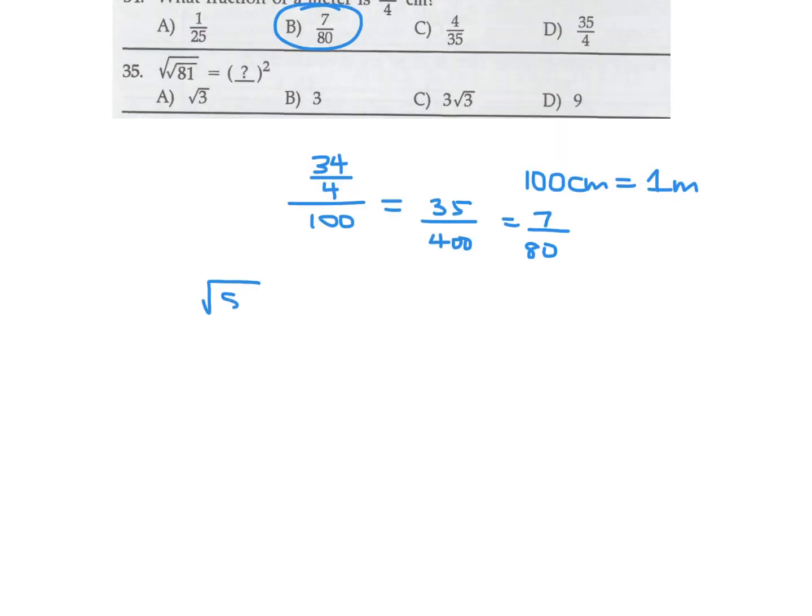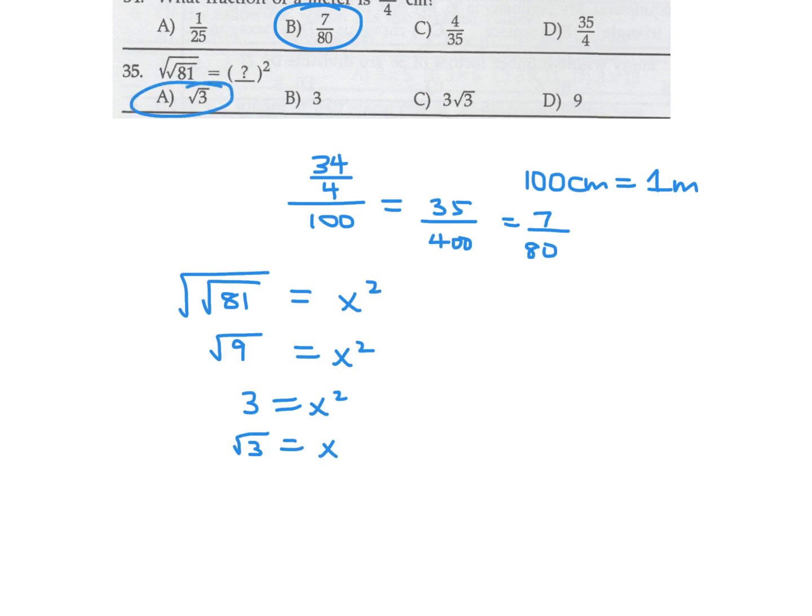The square root of 81, and then the square root of that is equal to something squared, so I'll call it x. First, let's figure out this side. The square root of 81 is 9, so that becomes the square root of 9, which is 3. So 3 is equal to x squared, and then take the square root of both sides to get root 3, and that would be x. Therefore that would be A.